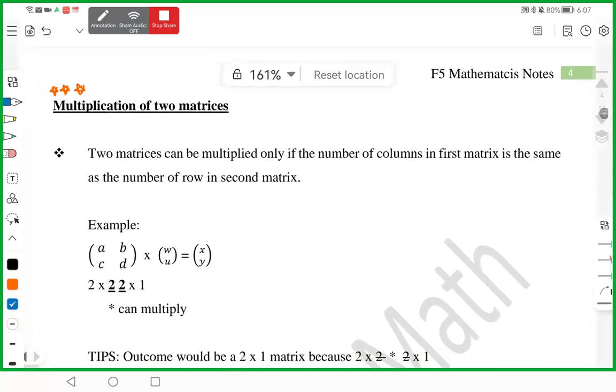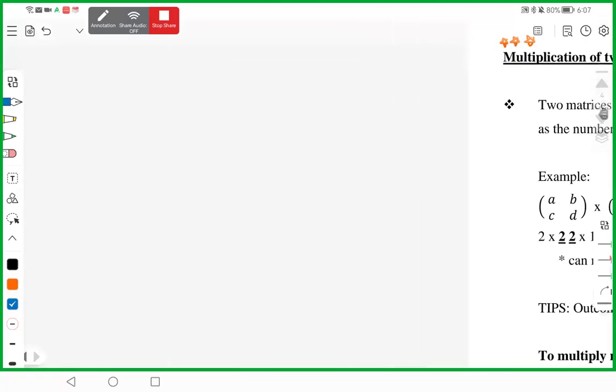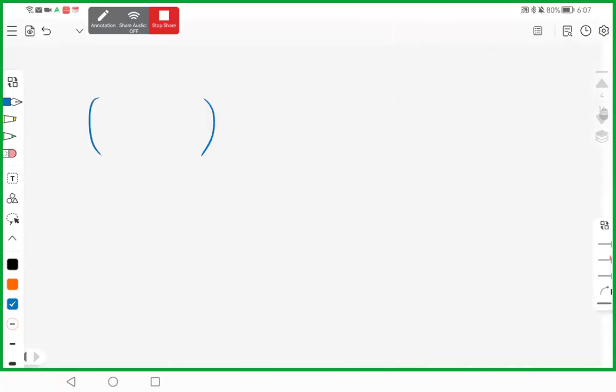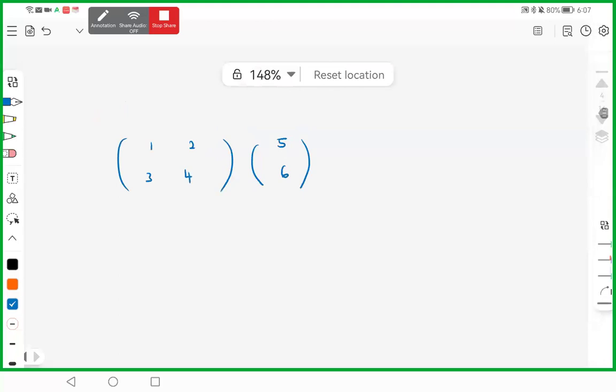Multiplication. Don't look at the note first. Let's say now we have 1, 2, 3, 4. Then another matrix is 5, 6. For multiplication, it doesn't mean that if the question asks you to multiply, then you must multiply. No, you have to check first. Wait a moment, let me check first. Can you multiply or cannot? You must have this kind of mindset. It's not that the question asks you to do something and you just do it. You say, wait, let me check first.